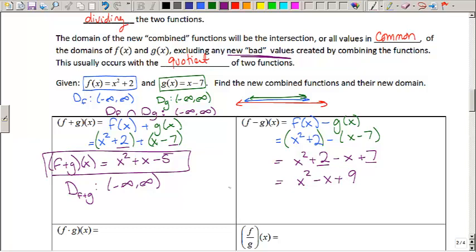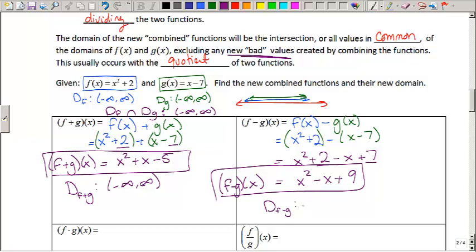So my function f minus g of x is equal to x squared minus x plus 9. My domain for f minus g, the new function that we created here, I first start with my intersection of all real numbers. So I start with all real numbers because neither my blue nor my green function had any excluded values. My new combined function doesn't have any problem areas like rational functions or square root functions. So my domain is going to be still all real numbers. There are no bad values that we need to kick out of our party.